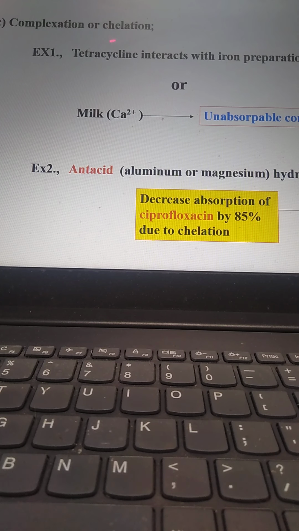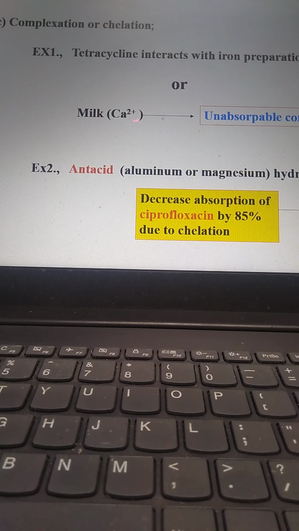Complexation or chelation. An example is tetracycline interacting with iron preparations. So tetracycline and iron should not be given together, or milk, where calcium forms an unabsorbed complex. The same goes for antacids, aluminum or magnesium hydroxide, which decrease the absorption of ciprofloxacin by 85% due to chelation.